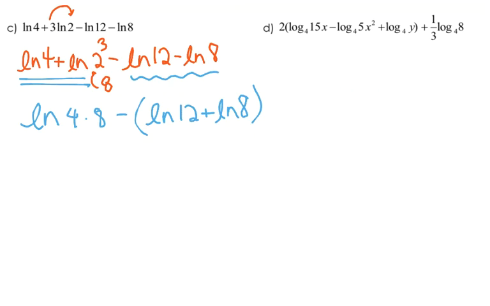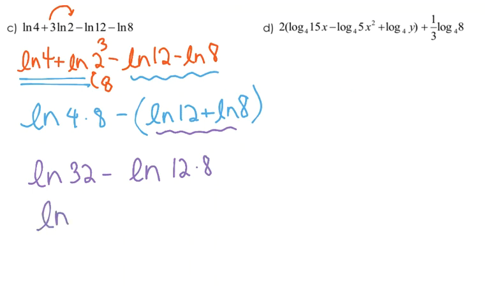Now I can put these two together. Let me rewrite this. So I've got natural log, 4 times 8 is 32, minus, I don't need the parentheses anymore because I'm just going to write 1 natural log, 12 times 8. Rewrite this again, natural log of 32 minus the natural log, 12 times 8 is 96. So finally now I just have 1 natural log minus another natural log. So I will rewrite this as the natural log of 32 over 96.